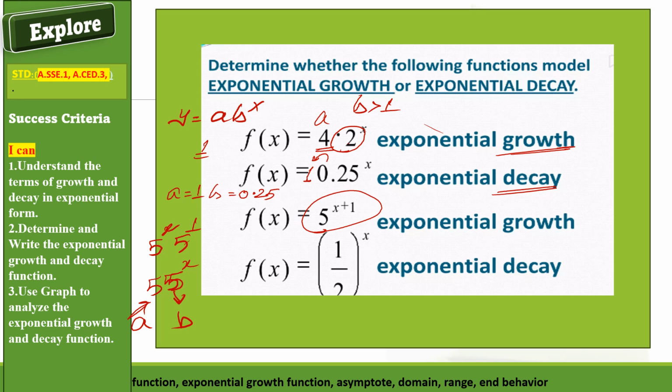Now look at the next question. f of x equals half to the power of x. Before the half there is no number, which means 1 is hidden. So our a value is 1 and our b value is half, and b is between 0 and 1. That's why it is exponential decay.